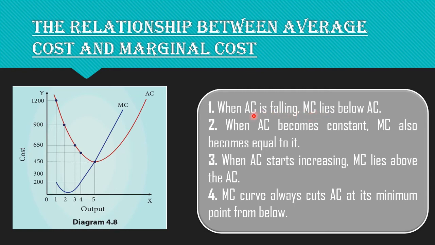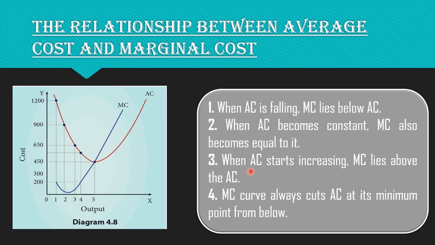average cost. Basically, why I'm saying the relationship between average cost and marginal cost is because they are both calculated from the total cost, so obviously they have some relationship between them. Here we are studying the concluded points, so just remember these points. The first one is when AC is falling, MC lies below AC. Here AC is falling, MC is also falling, but below it. And when AC becomes constant, constant means there is no change, the marginal cost is exactly equal to the average cost. You can see here, it's the same.